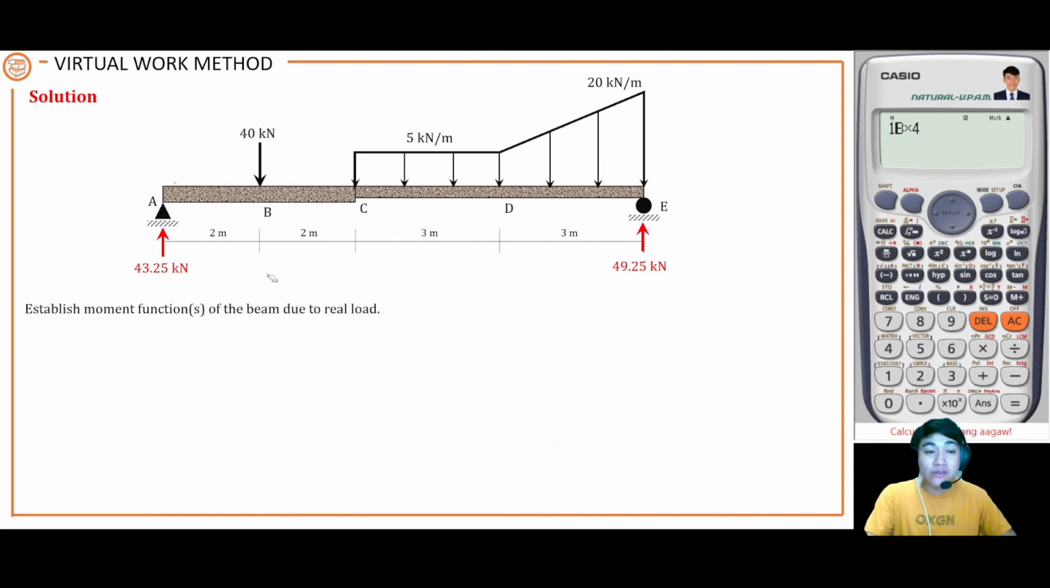Okay, so let's start. So again, the first thing to do is to establish moment functions of the beam due to the real loads. That is your step number one.